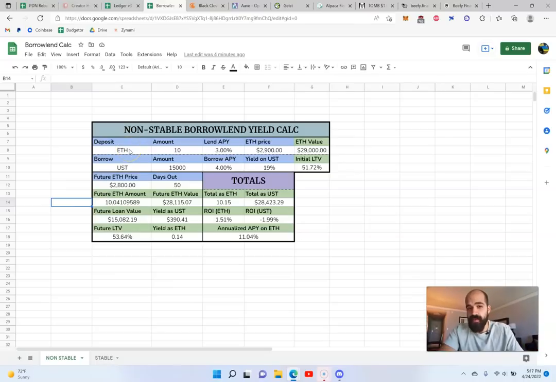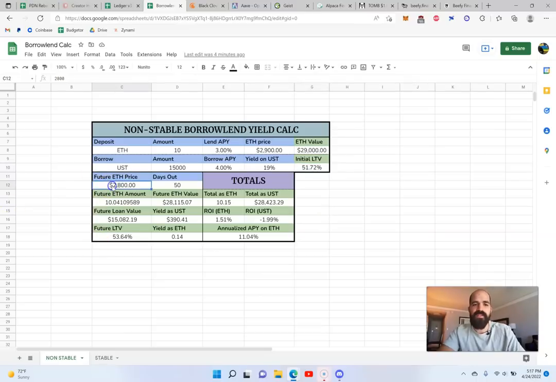But we want to beat that, right? We want to do better than that. So what do we do? Well, we deposit our ETH, let's say 10 ETH, which is like $29,000, so high roller here, and we borrow $15,000 of UST against it. Lend APY 3%, borrow APY 4%. Yield on UST 19.54%, 19% roughly. Your initial LTV is 51%. Yeah, that's okay, right?